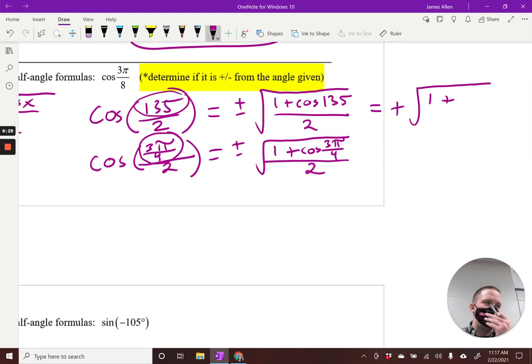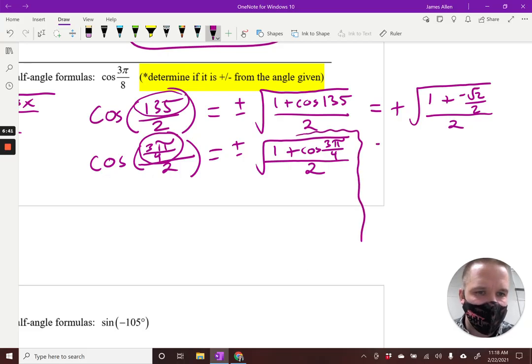And then let's see here. Cosine of 135. That is going to be negative root 2 over 2, all over 2. Oh, this is just wonderful. All righty. So now, let's see here. We got the square root of.